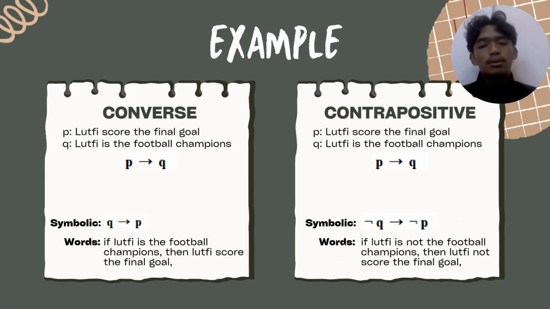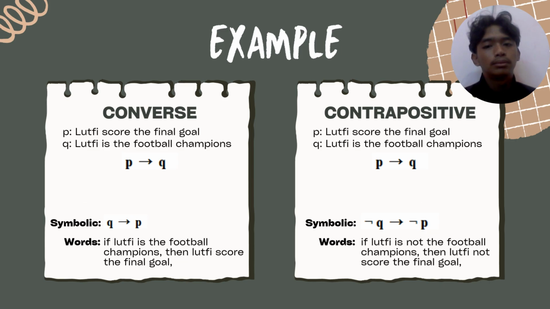The last one is contrapositive. After finding converse and inverse, we just need to apply both results and we will get the contrapositive. The first one is using the converse, which is Q implication P. And then we inverse the converse and we will get negation Q implication negation P. And that's the answer. That's how we got contrapositive. The words will become: if Luffy is not the football champion, then Luffy did not score the final goal.